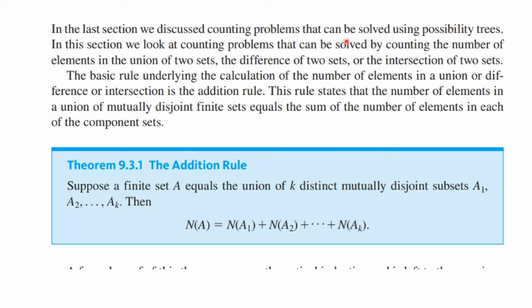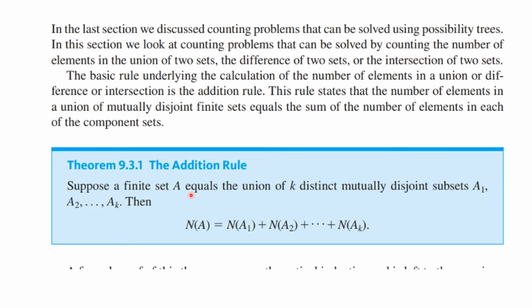Previously, we discussed counting problems that could be solved using possibility trees and the general multiplication rule. Here we're going to look at counting problems that can be solved by counting the number of elements in the union of two sets, the difference of two sets, and the intersection of two sets. And this is one of the basic rules. This is called the addition rule. It can be proved by induction on K, but most of my students tend to think that this is pretty straightforward. So here we go.